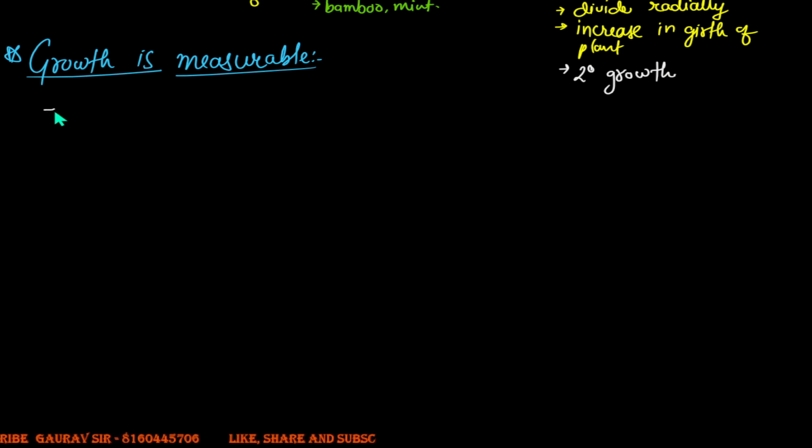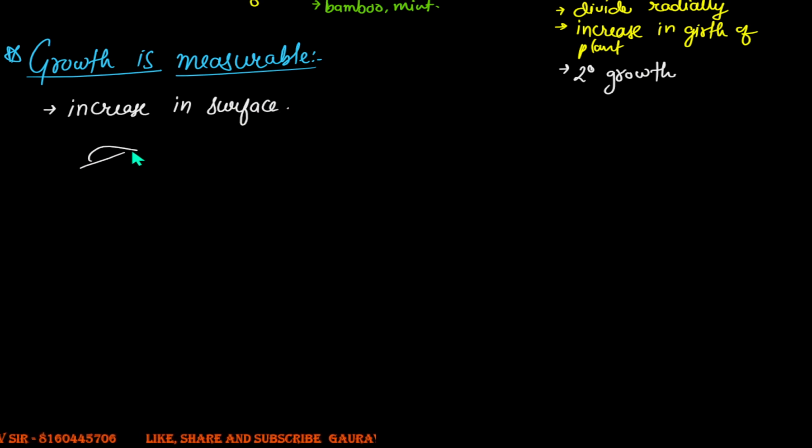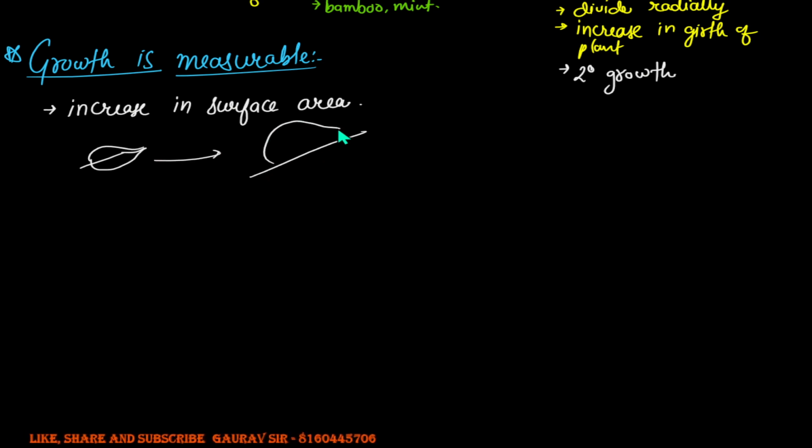This growth can be with respect to an increase in surface area. Let's say that you observed a leaf today, and the size of the leaf was this. Now you observe the leaf after maybe a few days or few weeks. You find the total area of the leaf has increased considerably. So this can again be referred to as growth and is actually measurable.